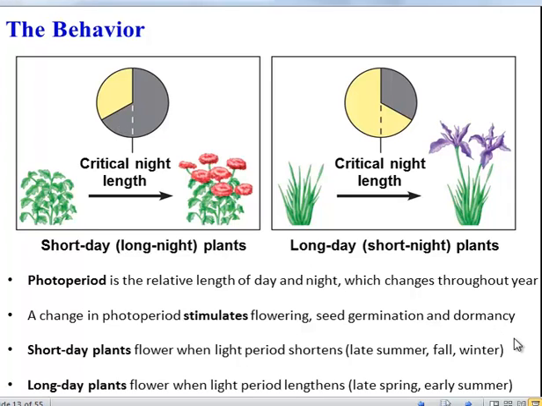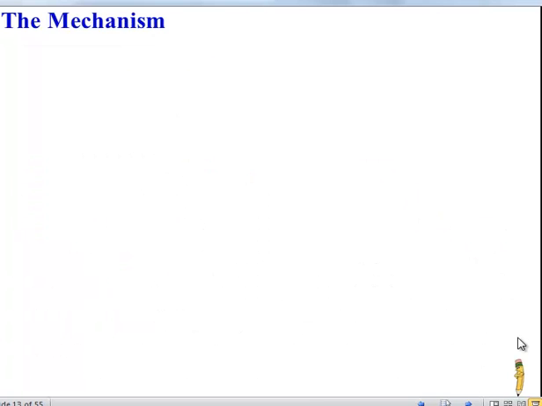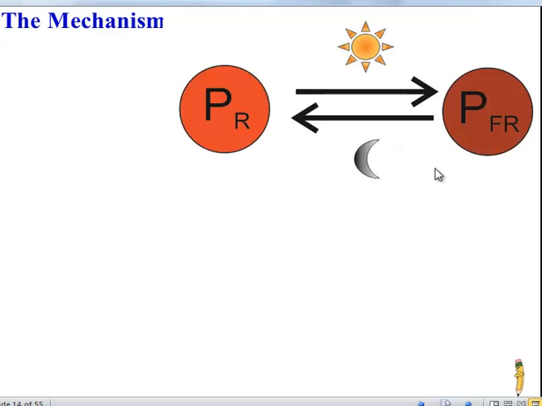However, the flowers we're starting to see bloom right now are long day plants. They flower when the light period lengthens, like spring or early summer. So once the day period gets long enough, boom, we get flowers. Now, how does this work? How does a plant know when there's more daylight or less daylight? They don't have brains after all.